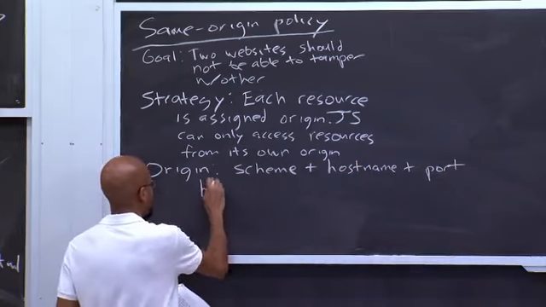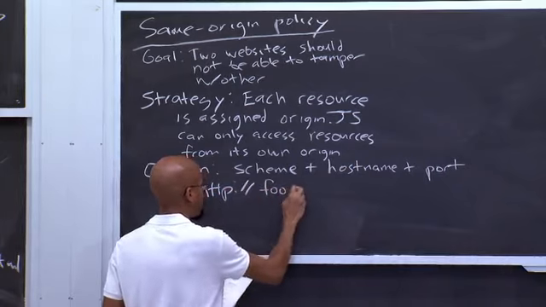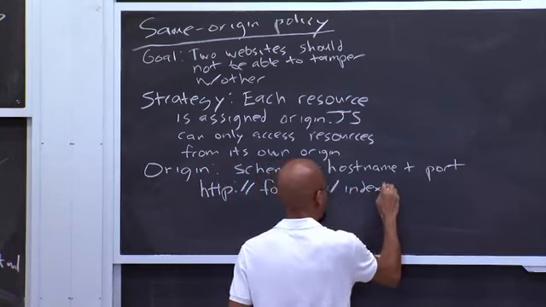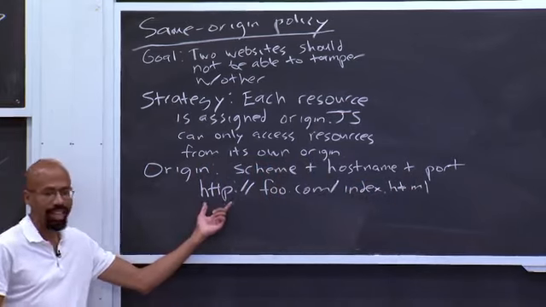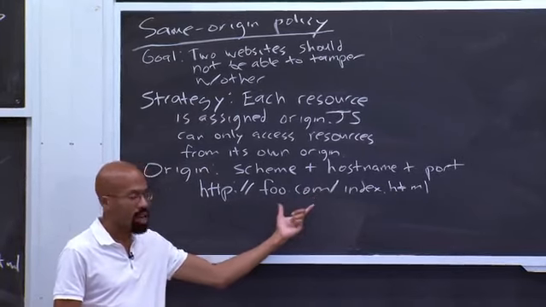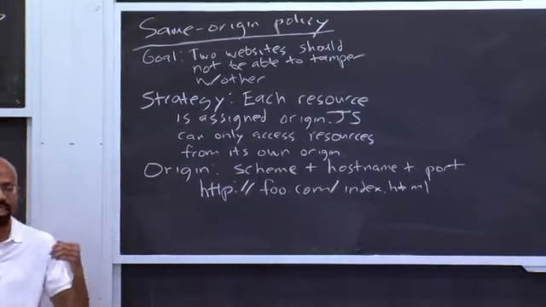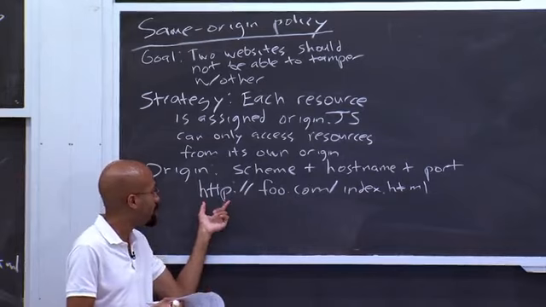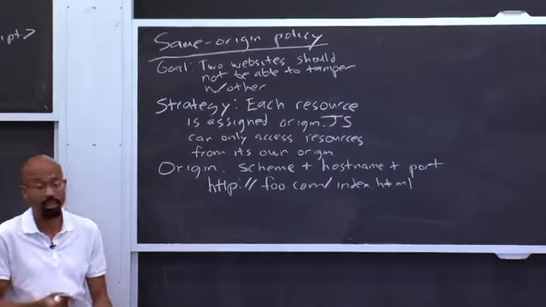So for example, we could have something like HTTP, foo.com, and then maybe it's index.html. Right? So the scheme here is HTTP. The host name is foo.com, and the port is 80. Now the port in this case is implicit. Right? The port is the port on the server side that the client uses to connect. So if you see a URL from the HTTP scheme and there's no port that's explicitly supplied, then implicitly that port is 80. Okay?